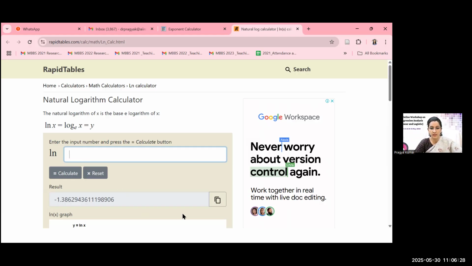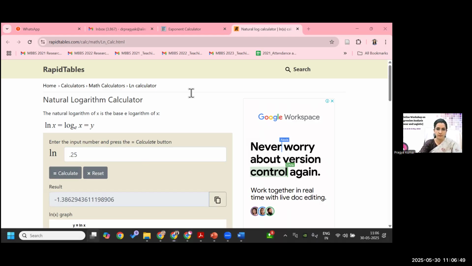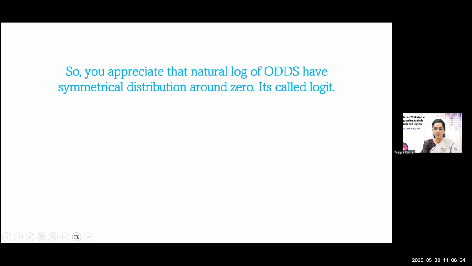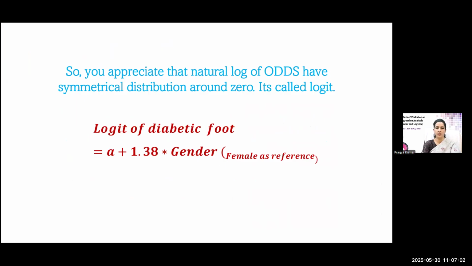So I'll once again show: if you take the 4 as odds ratio, it will give you plus 1.38. And the same if you take 0.25, which was there for the female, then it will give you minus 1.38. So that shows that it is symmetrical. So this will solve the problem of asymmetry, and this function is known as the logit function.